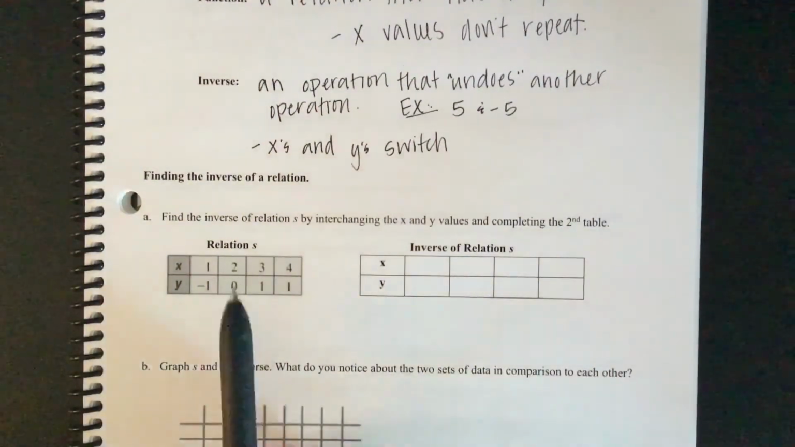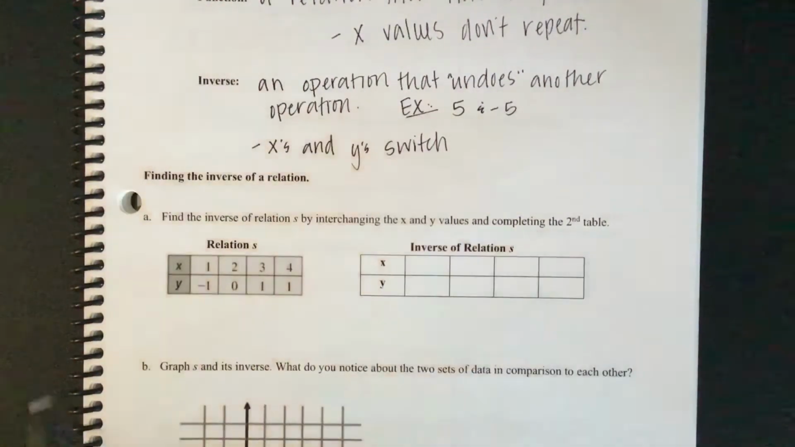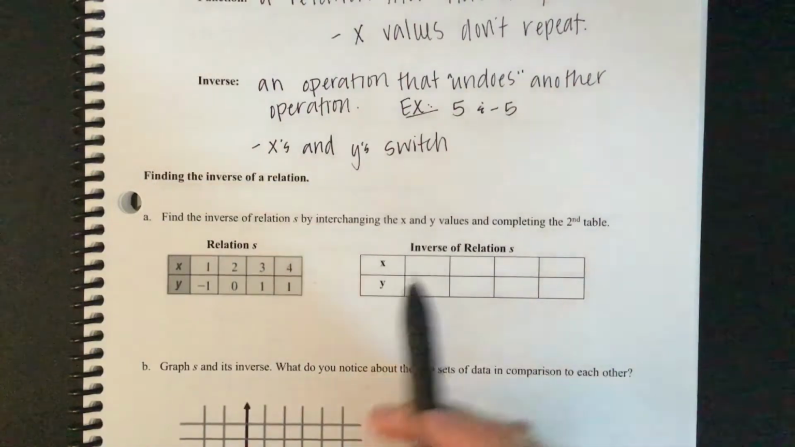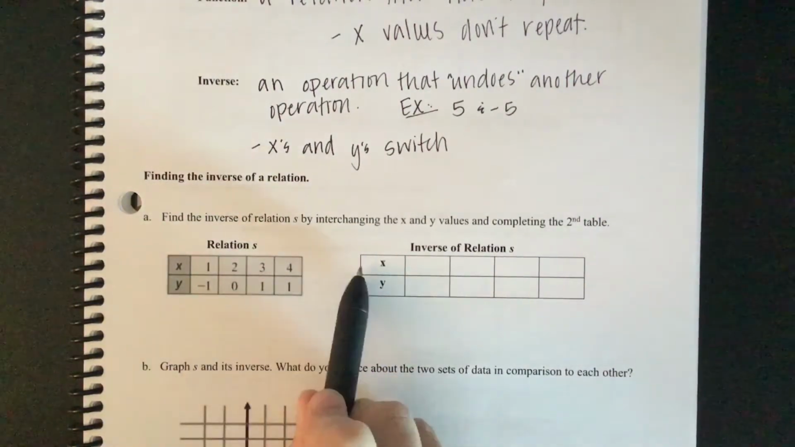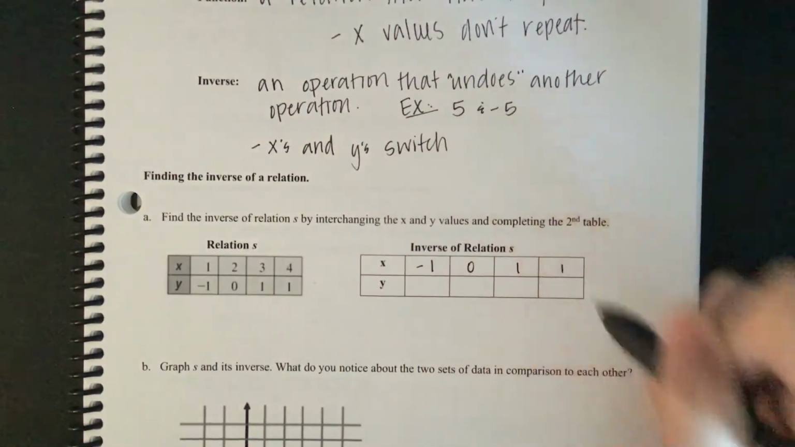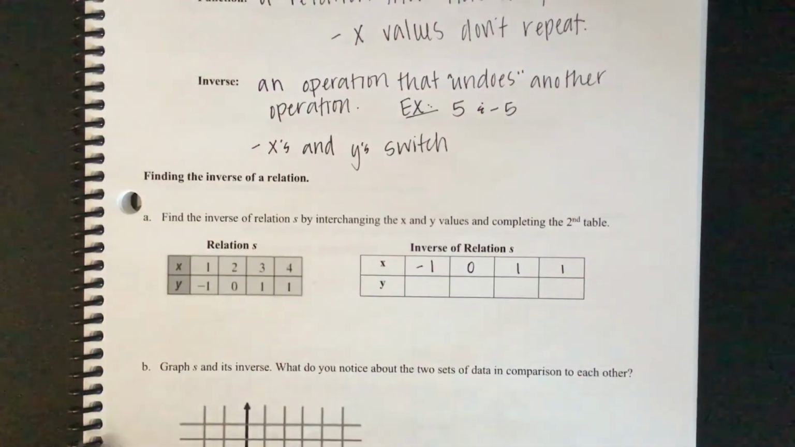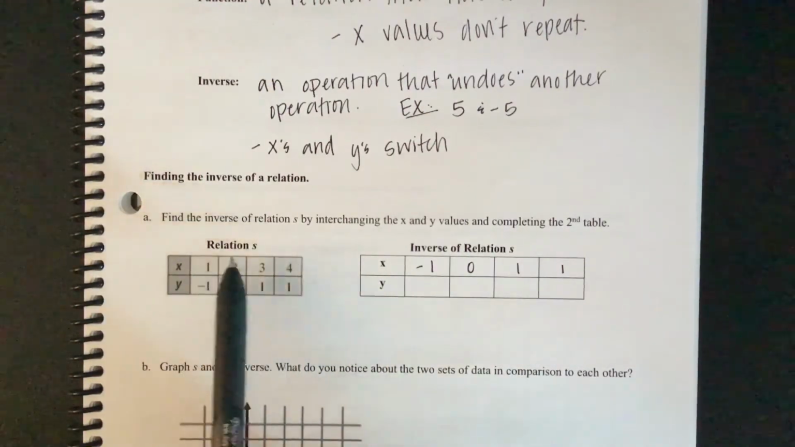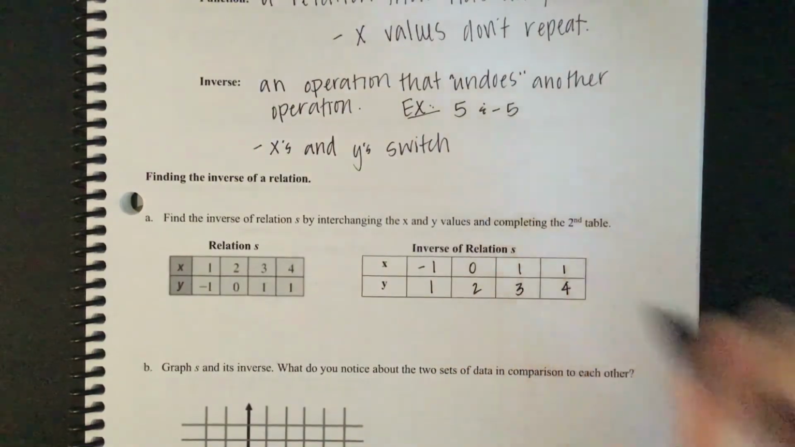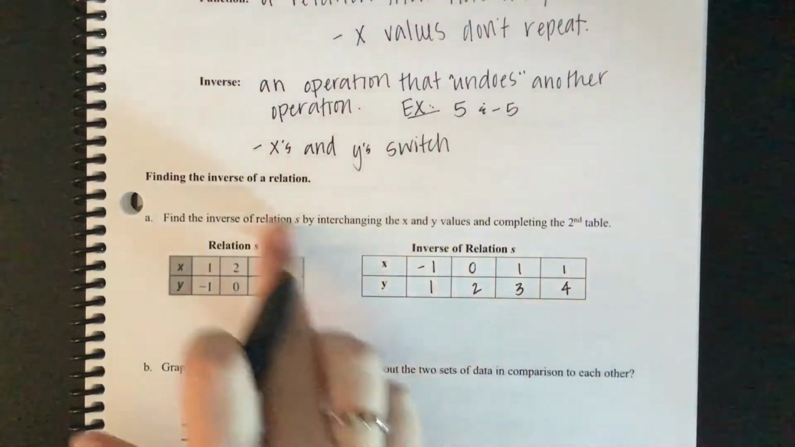Okay, here, find the inverse of relation S, so it gives you a relation here, by interchanging the x and y values and completing the second table. Like I said before, your x's become your y's and your y's become your x's. So here are my y values that are now going to become my x values. My new x values are negative 1, 0, 1, 1, and I just got that from my y row in my table. My x values, 1, 2, 3, 4, are now going to become my y values. Okay, we found the inverse to this relation.